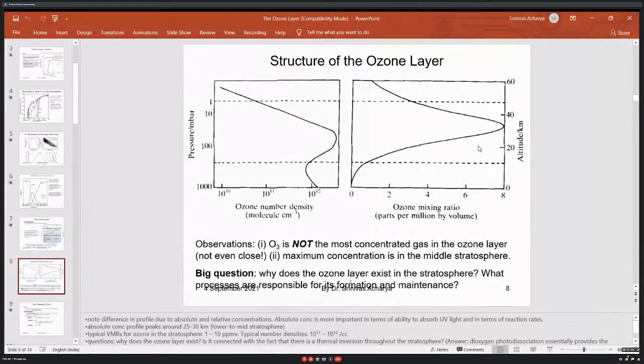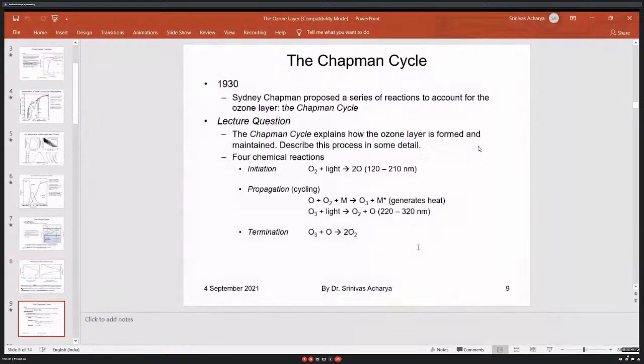Okay, so why does the ozone layer exist in the stratosphere? Why is it responsible for formation and maintenance? I have also asked this question in some later classes and already answered. Anyone have this answer? We have already discussed why ozone is in the stratosphere, why not in the troposphere? Because ozone is heavier than oxygen. Oxygen is available in the troposphere, but why is ozone in the stratosphere? Due to paramagnetic nature. Diamagnetic. Diamagnetic nature.